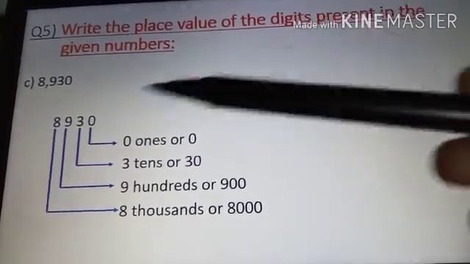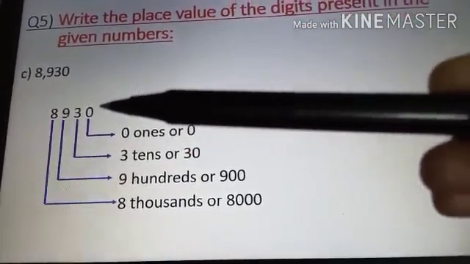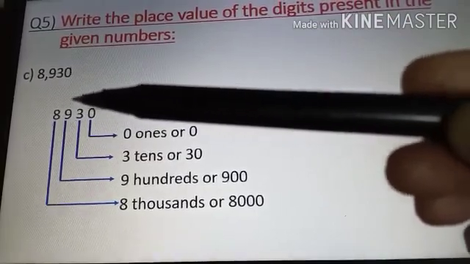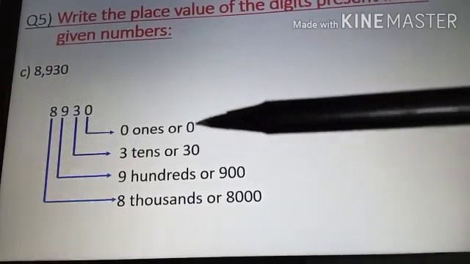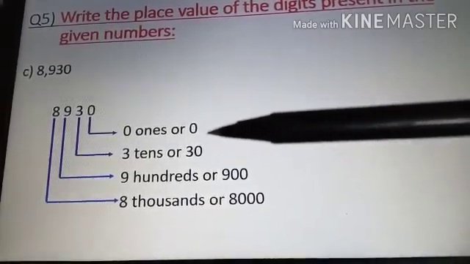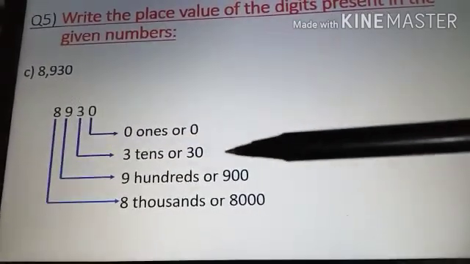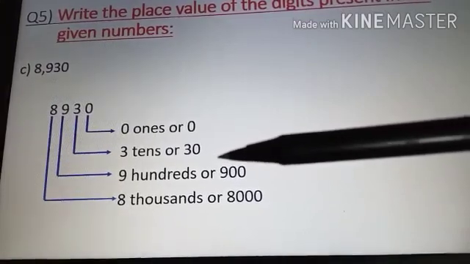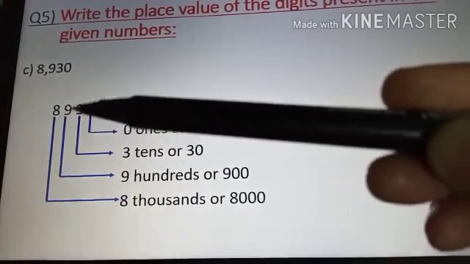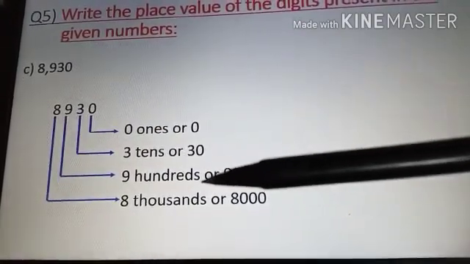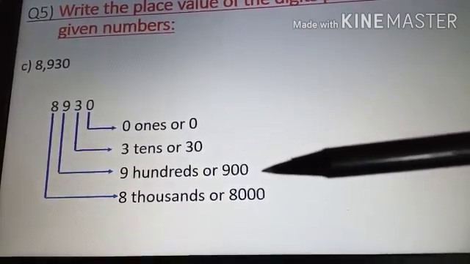Now let's move to the next question, number C. The number is 8930. Again, in a similar way, read the place values: ones, tens, hundreds, thousands. So 0 is at the ones place. So we are writing here 0 ones or 0. Okay. Now 3 is at the tens place. So we are writing 3 tens, or 3 tens means 30. So you will write 30. Now 9 is at the hundreds place. So you write here 9 hundreds, or you may write in numeric form 900.